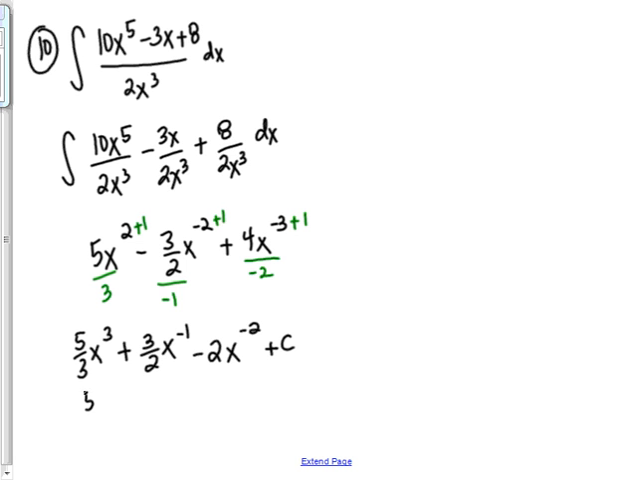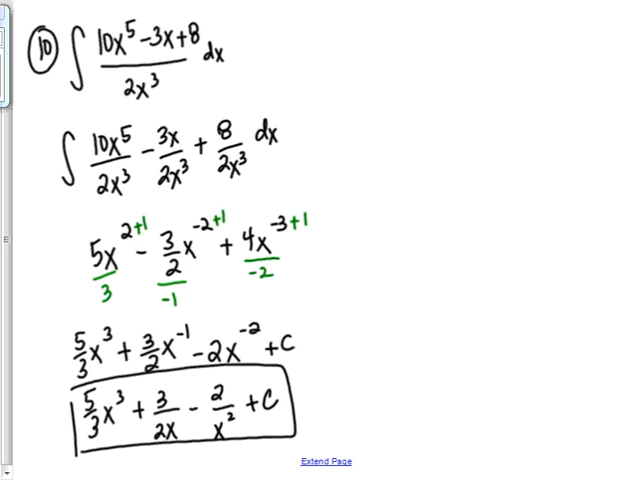So let's fix it real quick. 5/3 x cubed plus 3 over 2x minus 2 over x squared plus c. All right, I'm going to do the last two on a separate video. Okay, so two more really quick ones. I'm going to try to do them all on this video.